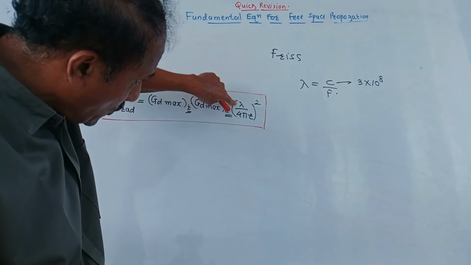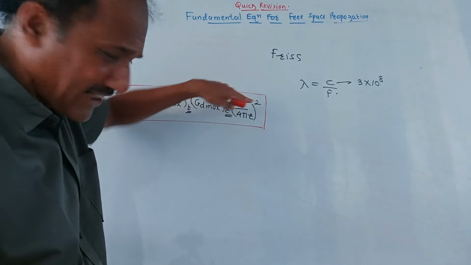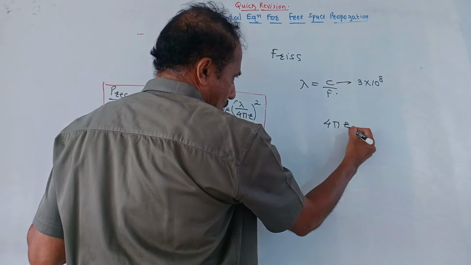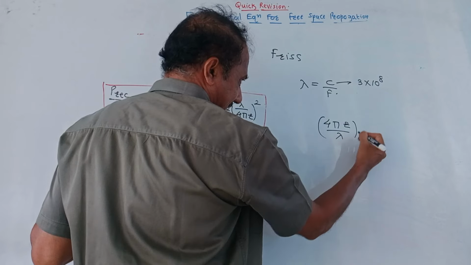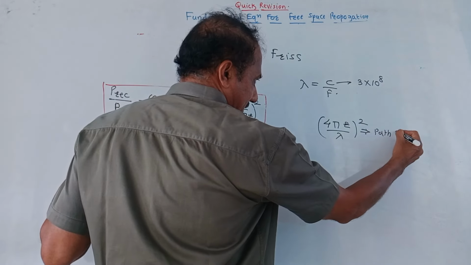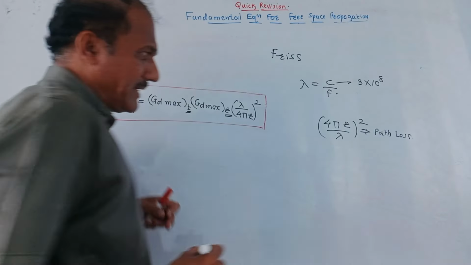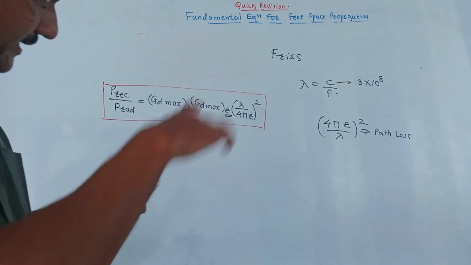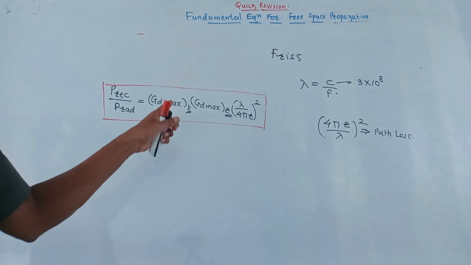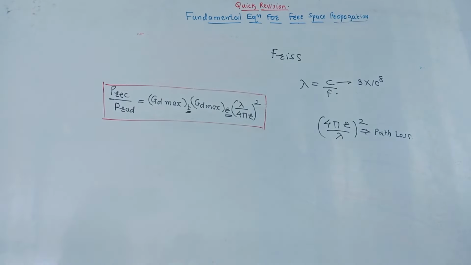इस formula में ये जो term है lambda upon 4 pi r bracket square, इसका अगर reciprocal ले लेंगे हम लोग, मतलब if it is 4 pi r upon lambda bracket square, then this term is called path loss. So this is the basic equation of path loss. अगर dB में calculate करना है तो 10 log of this term will be the corresponding path loss in dB.